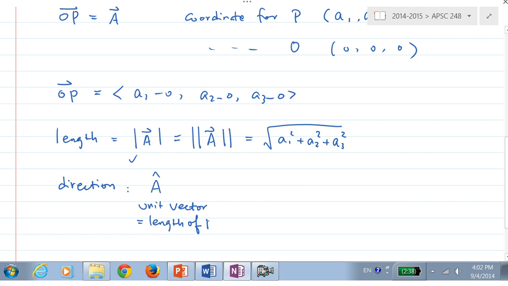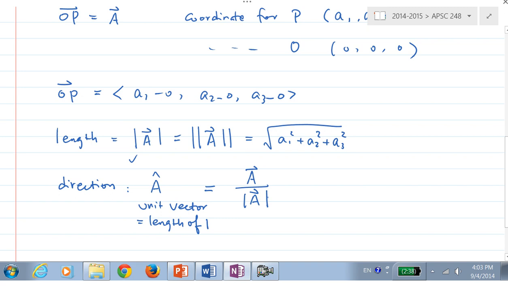Okay, length of 1. So then, how would you create a unit vector? So what you do is, here is your original vector. Then you normalize that. You divide it by its length. So that'll give you a unit vector.